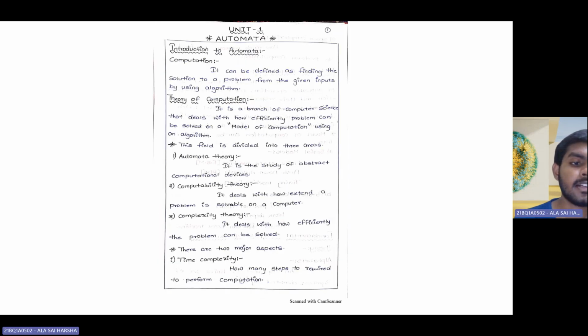There are three major aspects. First one is time complexity: how many steps are required to perform a computation? Sorry, this is the slide, and now we are moving to the second slide. Next one is space complexity: how much memory is required to perform the computation?